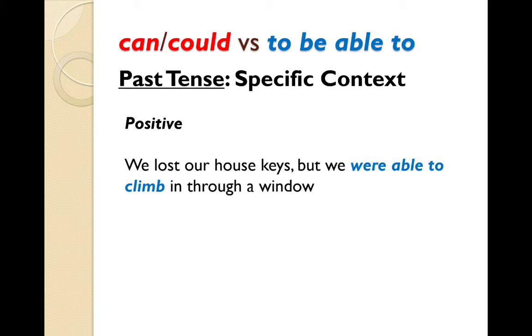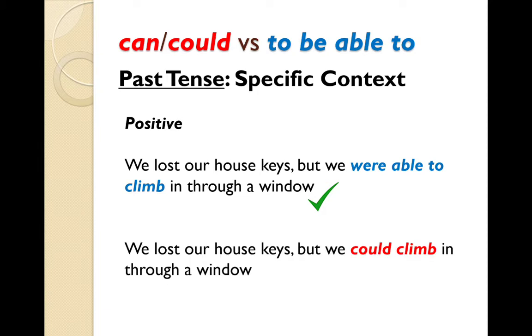One more example. We lost our house keys, but we were able to climb in through a window. This is correct. We lost our house keys, but we could climb in through a window. Incorrect. Okay, so specific context in the past, in a positive phrase, you must use be able to.